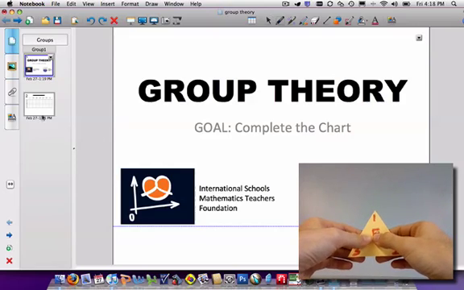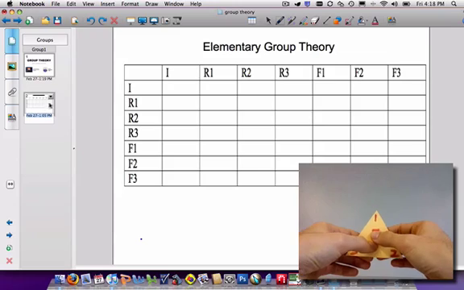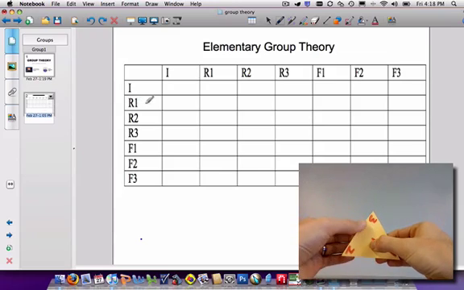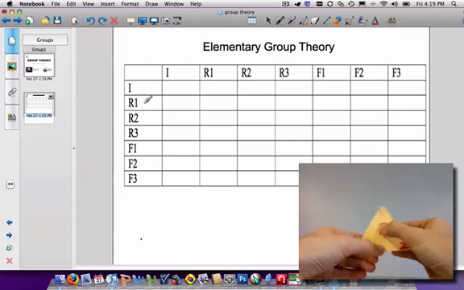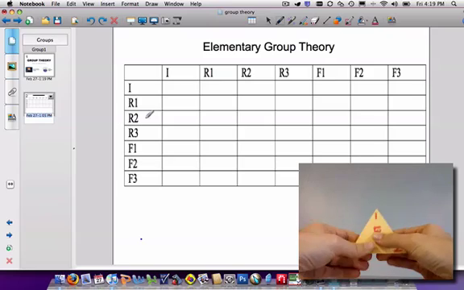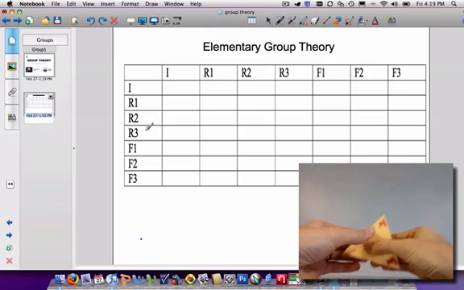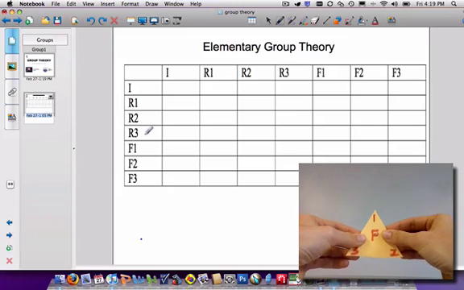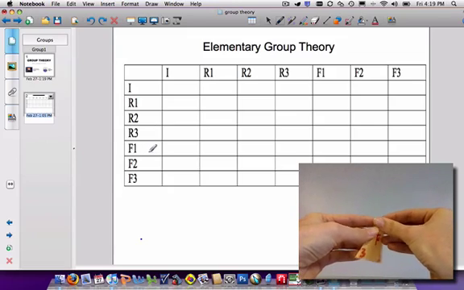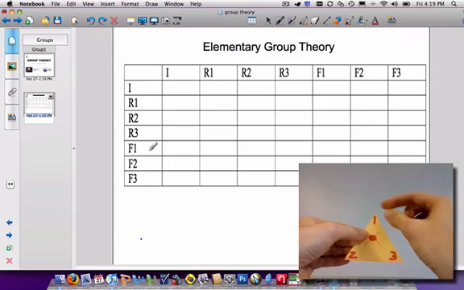Okay, so here are the flips and rotations. So there's R1, R2, and R3. Well, R1 is a rotation, just like that, clockwise. R2 is 1, 2. And then, of course, R3 is 3 times around. 1, 2, 3. F1 is grabbing the 1 and flipping it along the 1.